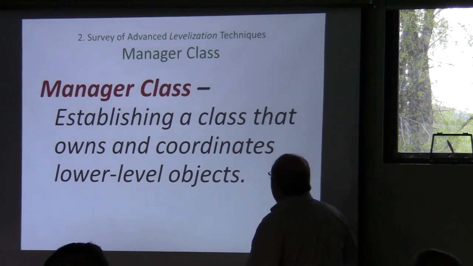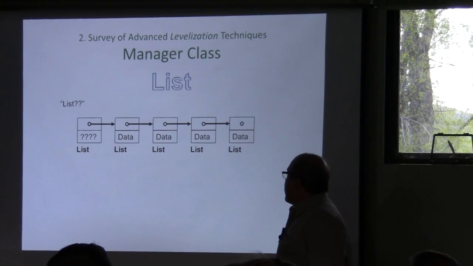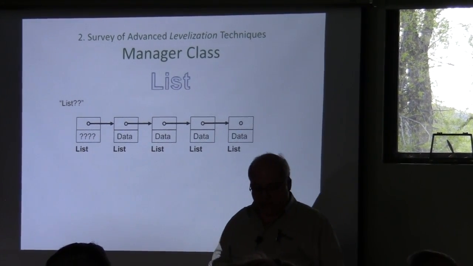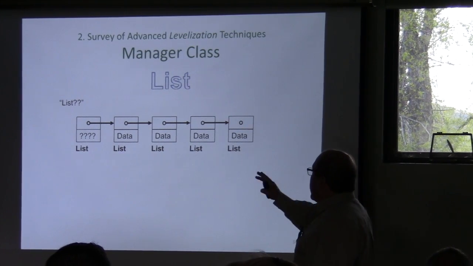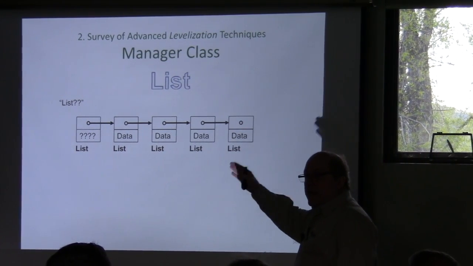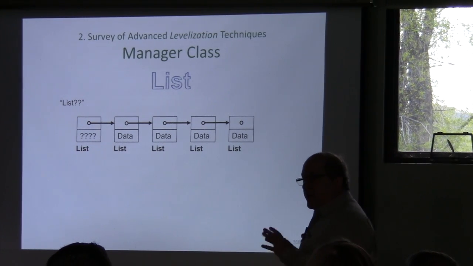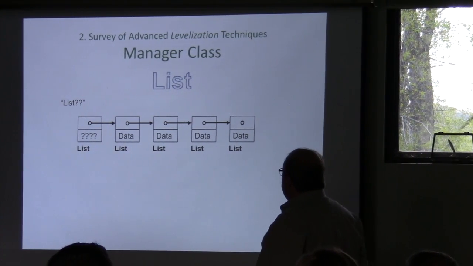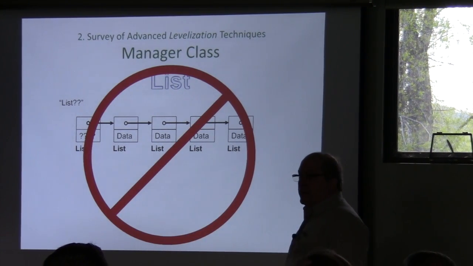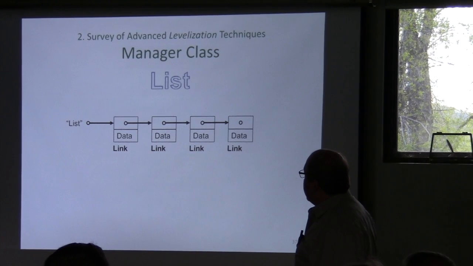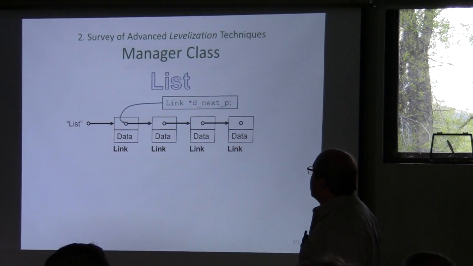Establishing a class that owns and coordinates lower level objects. I don't know if you've ever seen something like this. I saw Jim Copeland talk about this once many years ago, where he had a data structure where the data structure pointed to itself. It was all the same data structure. And he had a reason for it, I'm quite sure. But I didn't understand, and I certainly didn't like it. So this is not something we would ever do. We would have a list point to links. And that's the link next pointer.